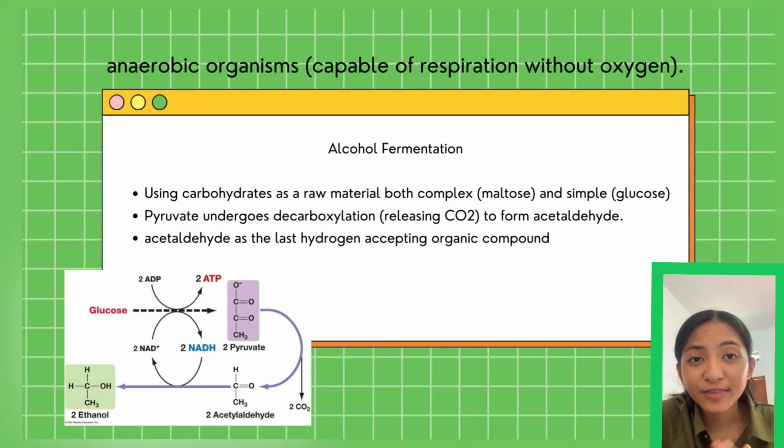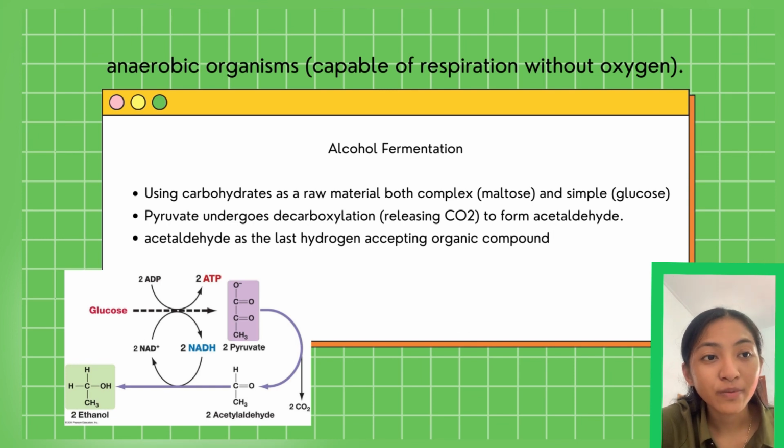Next, we talk about anaerobic organisms, or those capable of respiration without oxygen. First, alcohol fermentation, using carbohydrates as a raw material, both complex maltose and simple glucose. Pyruvate undergoes decarboxylation, releasing carbon dioxide to form acetaldehyde. Acetaldehyde is a hydrogen-accepting organic compound.